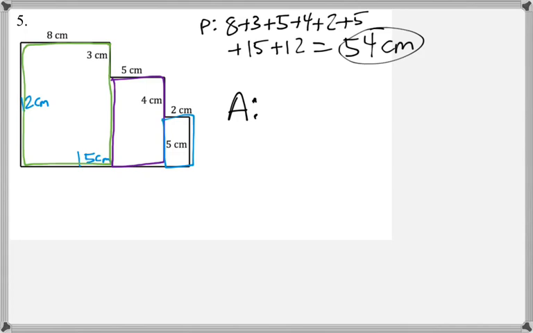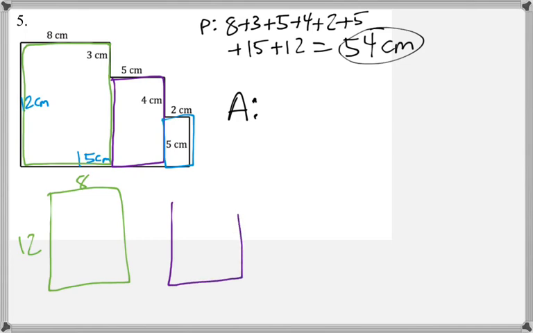So the dimensions of the left one are 12 by 8. The middle one is 5, and then it's actually 9 centimeters tall. So if you look at the 4 and the 5, you can get the 9. And then the right one, that is 5 tall and 2 across.